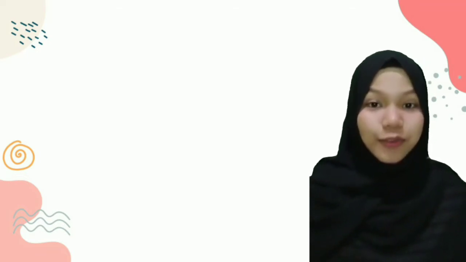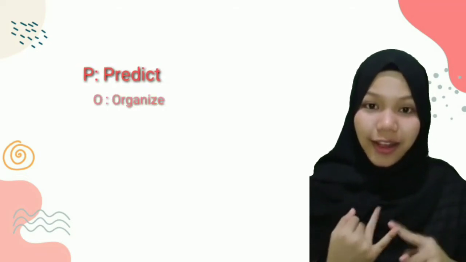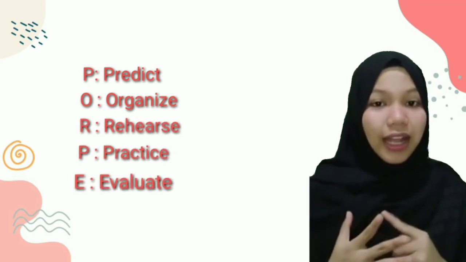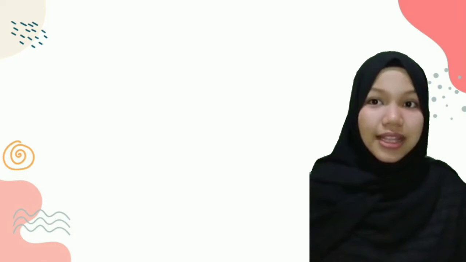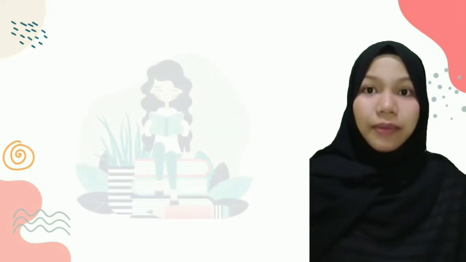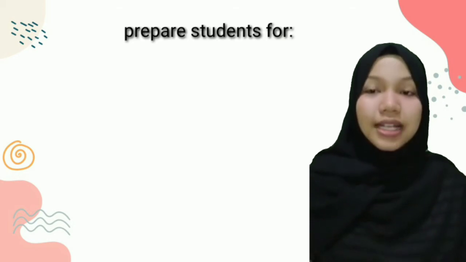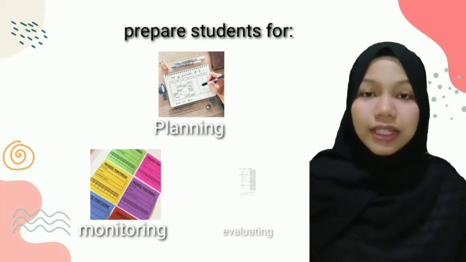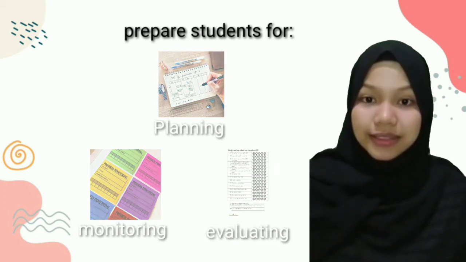POREP stands for predict, organize, rehearse, practice, and evaluate. This is a method to teach students reading comprehension. This comprehensive strategy prepares students for planning, monitoring, and evaluating the content area of the text.